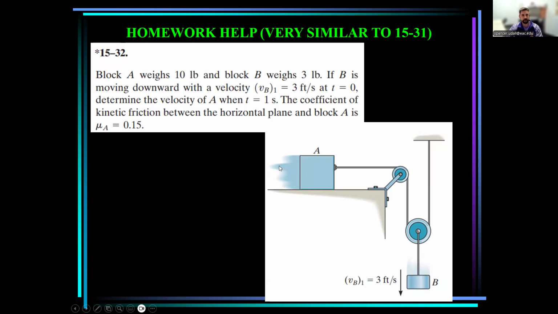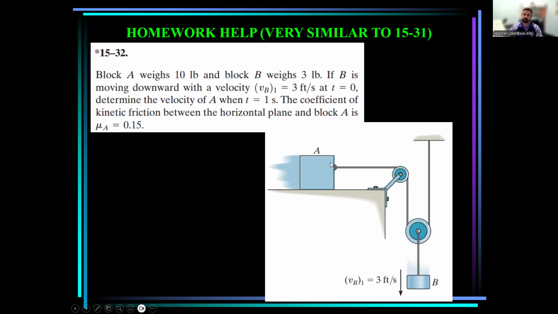So we've got block A going to the right, block B going down with their respective weights. And it says if B is going down with a velocity of 3 feet per second, that must mean this one is going twice as fast because it would pull with half the weight to move this up, right? So if it is going 3 feet per second at t equals 0, and the velocity of A is what we want to find at t equals 1 second, and they give us friction for block A, 0.15. And what we need to find is the velocity of block A after 1 second.